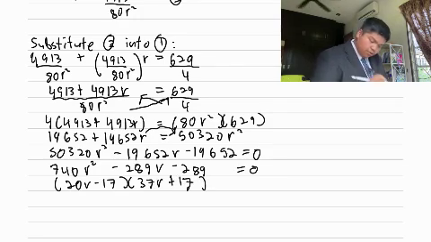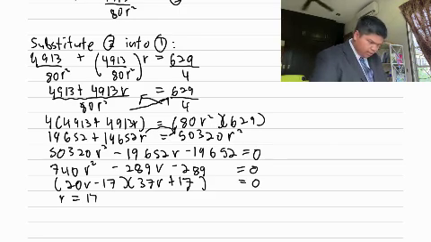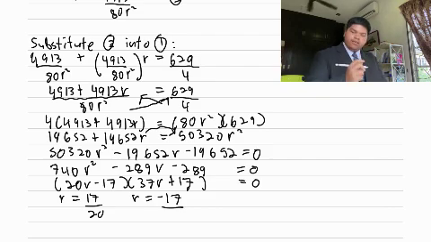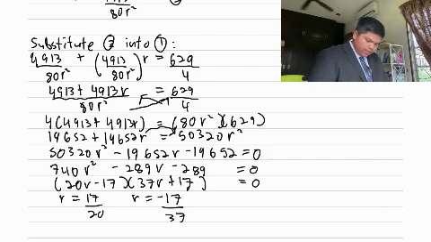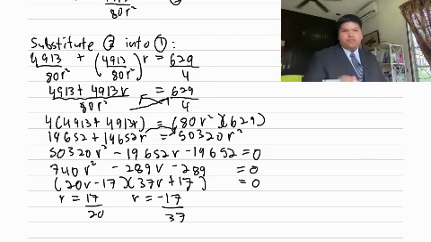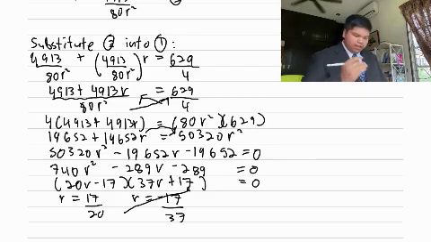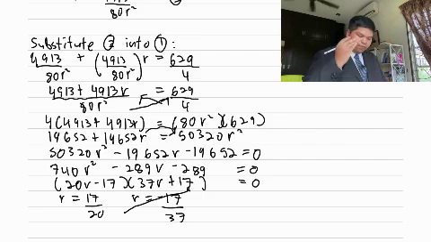Thus the two possible values of r are r equals 17 over 20, and r equals negative 17 over 37. Now, we can immediately eliminate the negative number, as it is impossible for a distance to be a negative value. Thus, we can immediately knock out negative 17 over 37, and thus we are left with r equals 17 over 20.